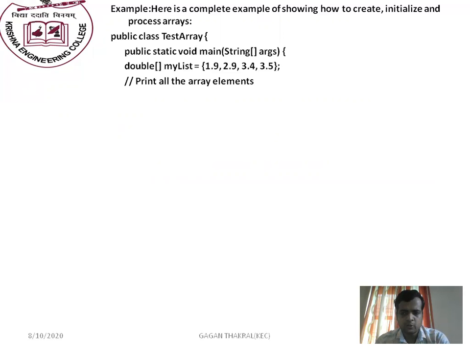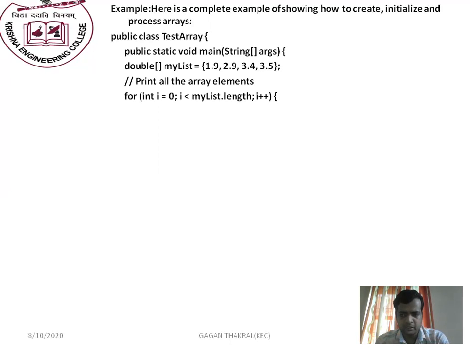Now what we want to do, we want to print all the array elements in our program. So we write a for loop. In this for loop we write int i = 0. We initialize the integer type variable i with 0, and we write i less than myList.length, the array name dot length. It will calculate the length of the array, and we will run our loop up to the length of the array.